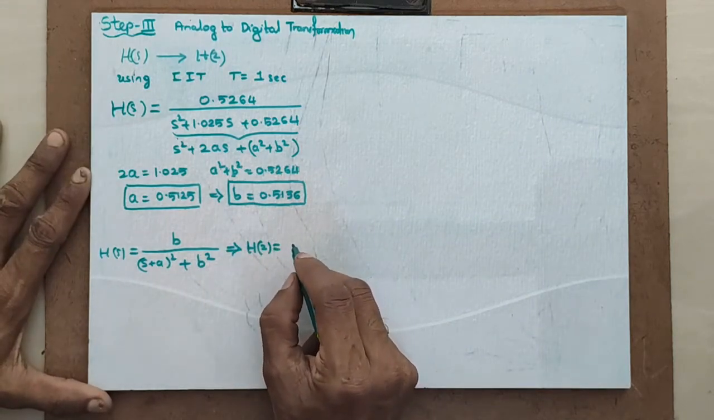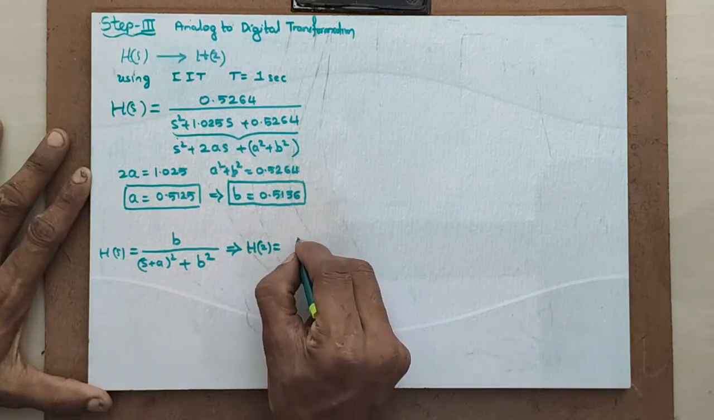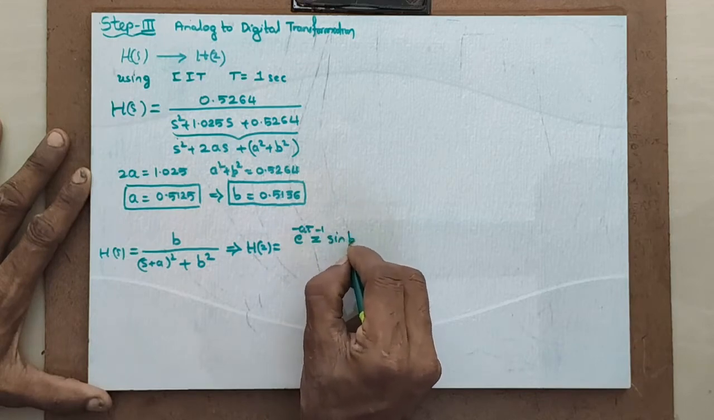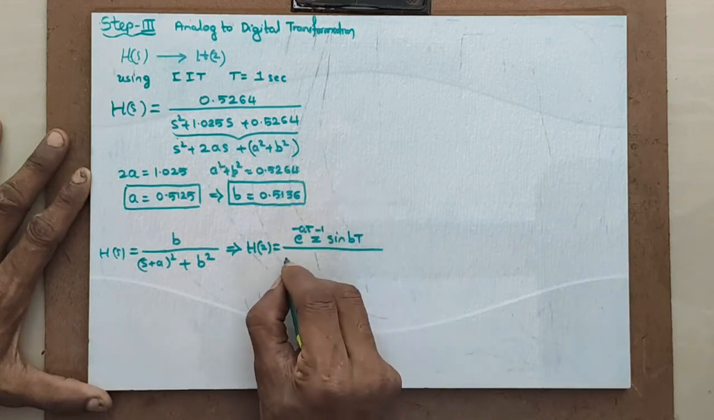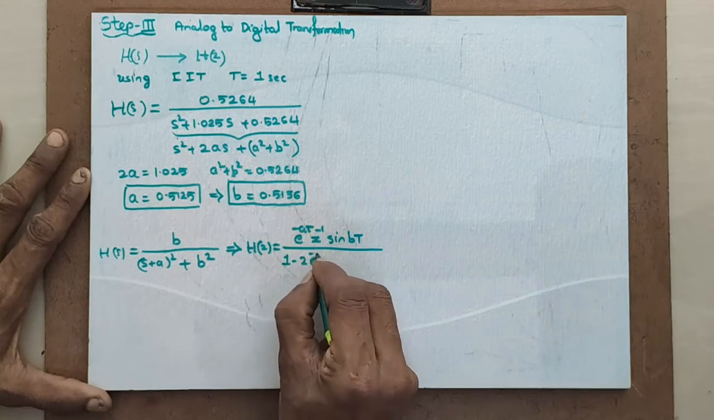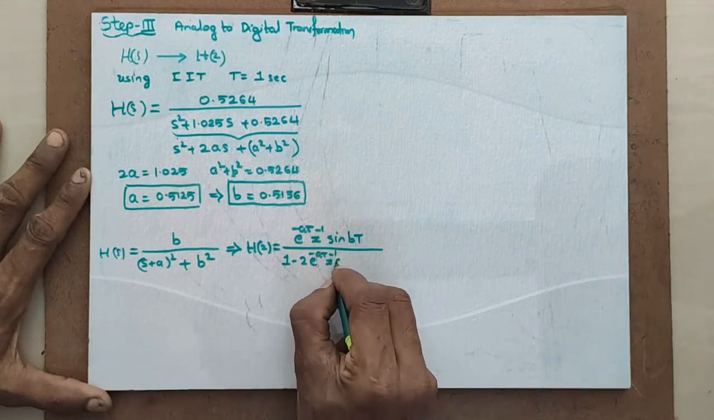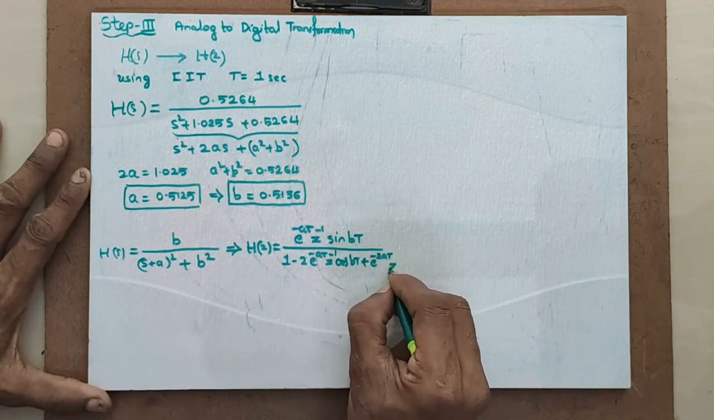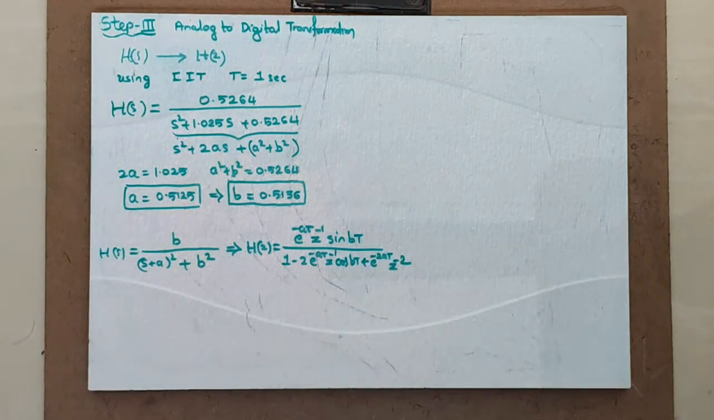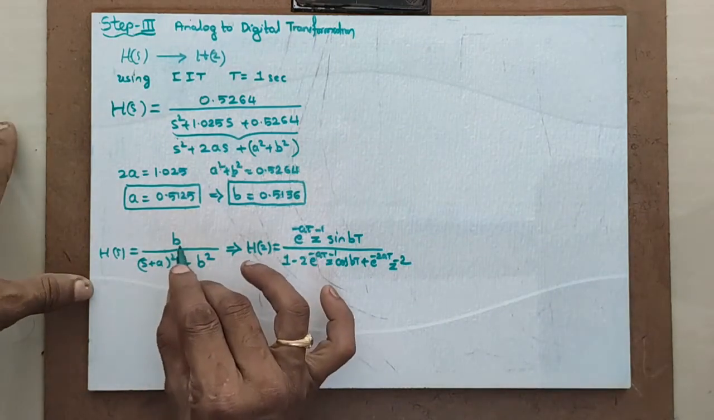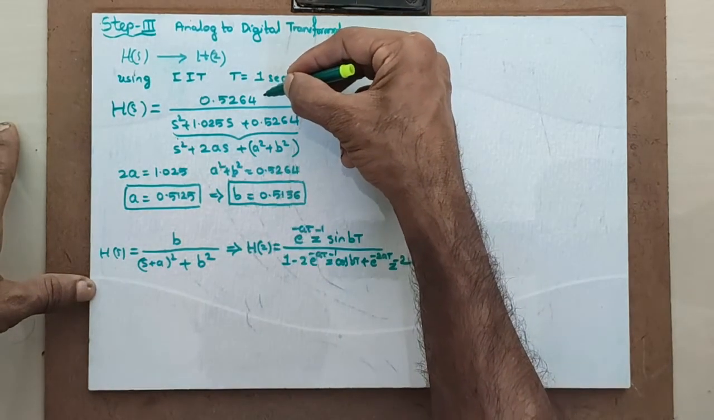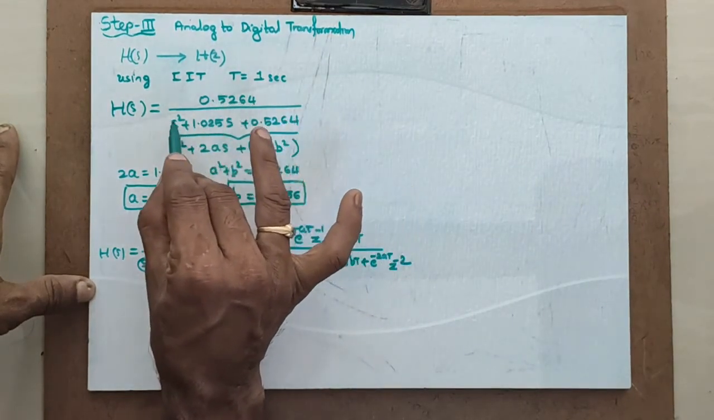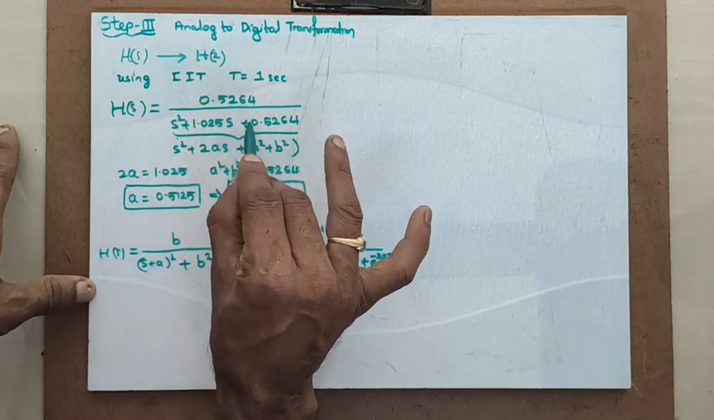H(z) will be e raised to minus at z raised to minus 1 sin bt, whole divided by 1 minus 2 e raised to minus at z raised to minus 1 cos bt plus e raised to minus 2 at z raised to minus 2, isn't it? This is the standard form. Why am I using this standard form? Because H(s), whatever is there, is of the kind something constant. I shall take it as b divided by (s plus a) whole square plus b square.